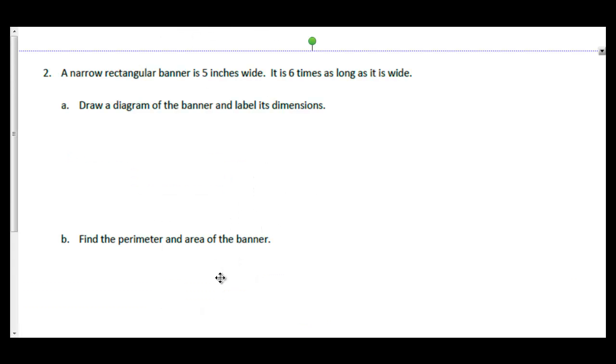All right, so let's take a look at another problem. It says a narrow rectangular banner is 5 inches wide. It is 6 times as long as it is wide. So we're going to draw a diagram of a banner. We're going to start with the rectangle, maybe. We're going to do it 5 times. So that's 2, 3, 4, 5.